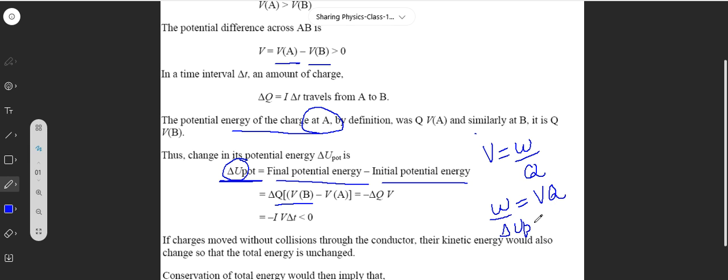What is that? Change in potential energy of the charge. So change in potential energy will be given by what? The potential across that point into the total amount of charge. You could see that this is the total amount of charge, and VA minus VB is going to be the total potential across the point, which is V. That's why we are taking that as delta Q into VB minus VA. Could you get all these things clearly?